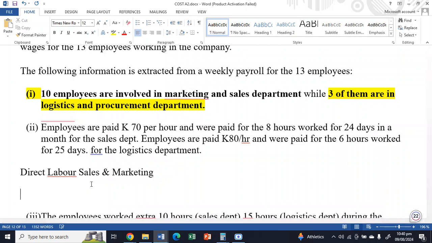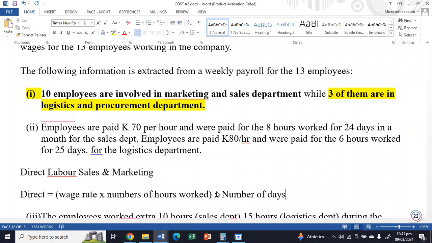So direct labor basically is the wage rate multiplied by the number of hours worked, and we multiply that by the number of days, and by the number of employees.